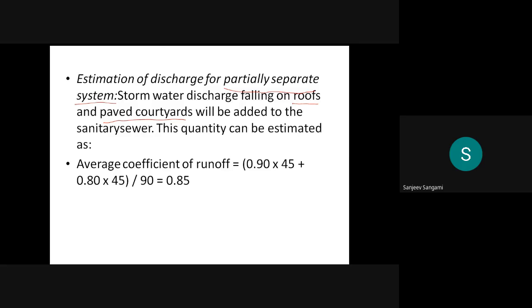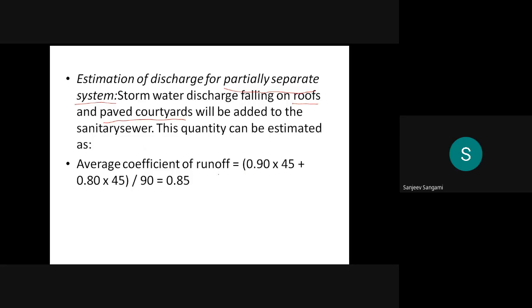So then it will be added to the sanitary sewages, whatever it will be added. You have to assume this, whatever the roofs and paved yards, it will be added to the sanitary sewers. Normally these connections will be there for sanitary sewers. So then how do you have to do this?